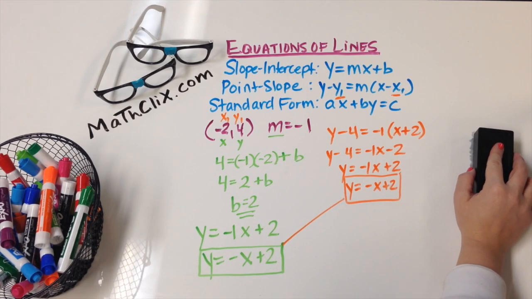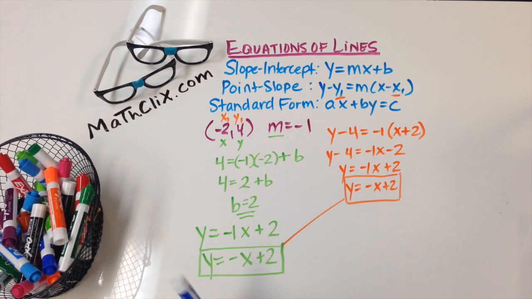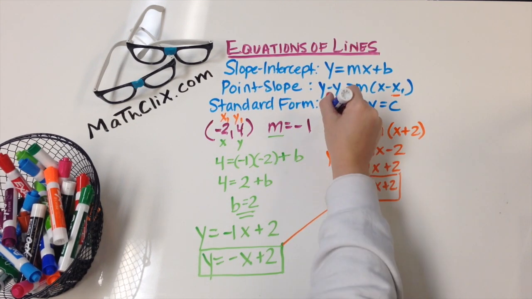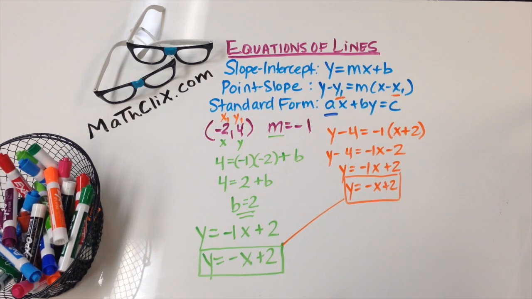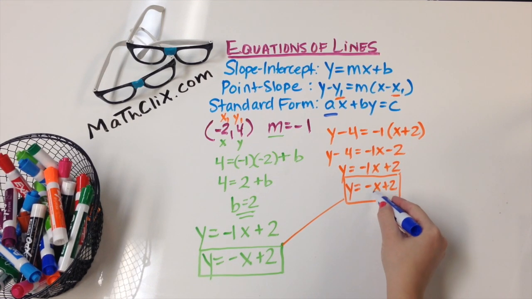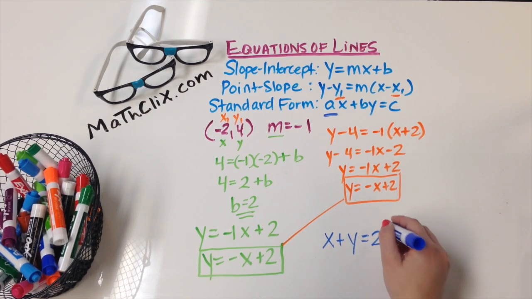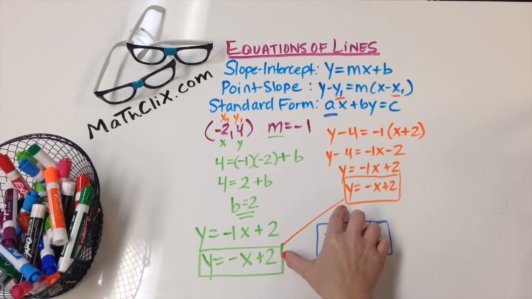Now, let's suppose you want to put this in standard form. Well, standard form means your x and y terms are on the same side. Now, in addition, the coefficient or leading term of x here cannot be negative or a fraction. So we're going to just add the x over here, and you'll get x plus y equals 2. And this is now in standard form. So either way, they both represent the same line. This is just standard form, and both of these are actually in slope-intercept form.